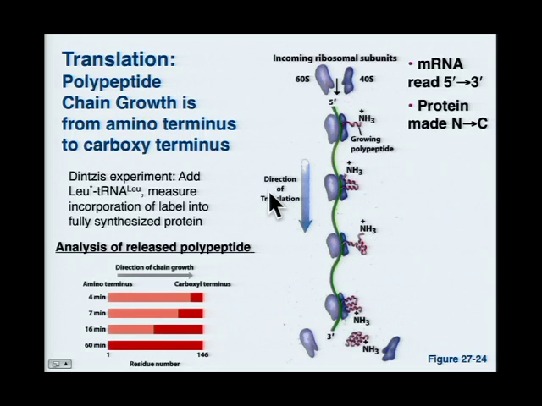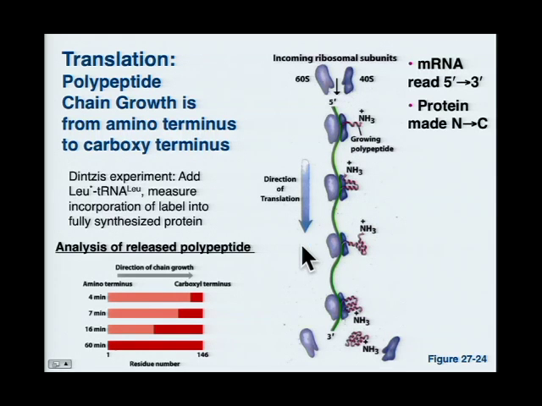Hardest slide to understand today. How did scientists at MIT in the 60s figure out the direction of synthesis of polypeptides and the direction in which messenger RNA molecules are interpreted? Now, we know messenger RNA molecules are synthesized from the 5' to 3' direction, but do ribosomes scan 5' to 3' or 3' to 5'? Are proteins made C-terminus to N-terminus or N-terminus to C-terminus? This single experiment answered both those questions.